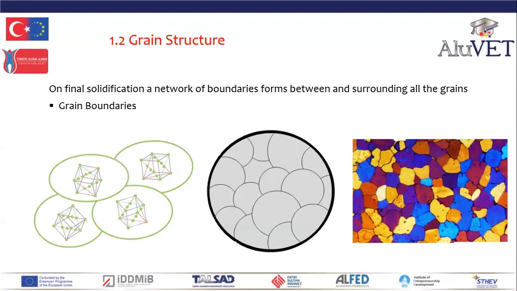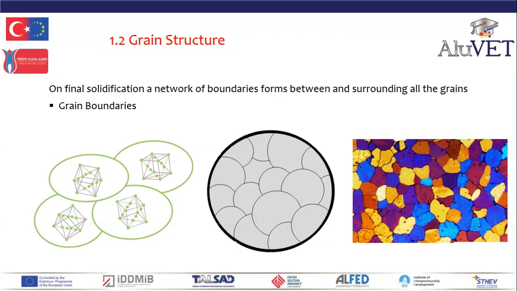Now, on final solidification, so all of the liquid solidified at the freezing finish temperature of an alloy, we end up with a network of boundaries between and surrounding all of the grains. Thus, all of the grains are surrounded by a network of grain boundaries. And effectively, the grain boundaries mirror the mismatch of the original solidifying face-centered cubes.